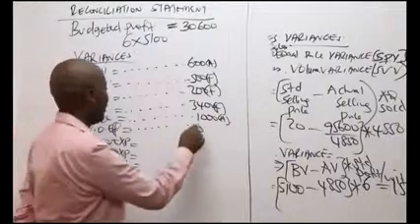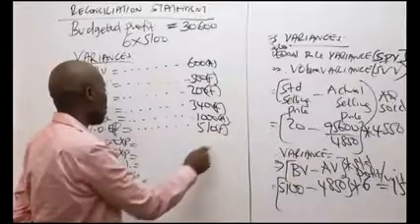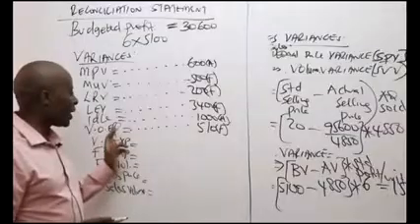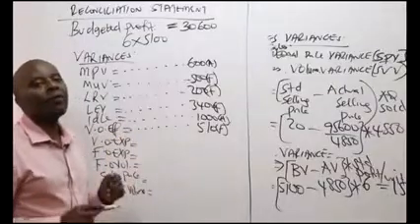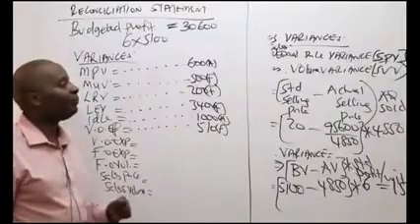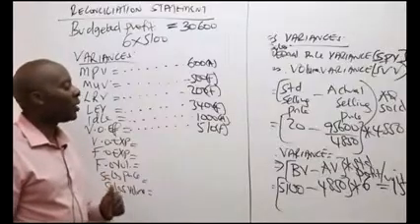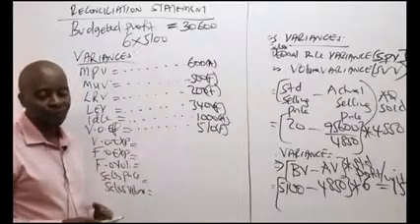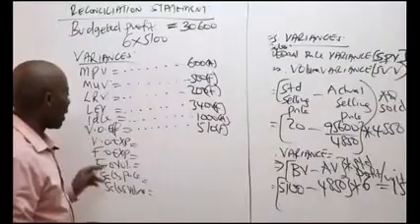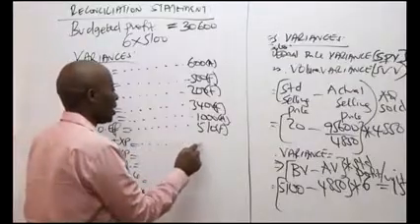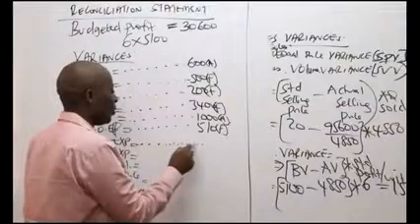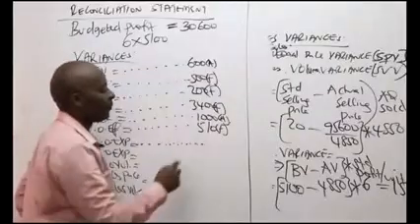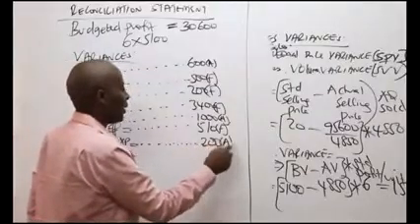510F. Are you sure? Please look at this again, variable overhead efficiency variance. Is it 510 favorable? Someone to confirm for us. Is it 510 favorable really? Yes. How about variable overhead expenditure variance? What do we have here? 200 adverse. Thank you very much.